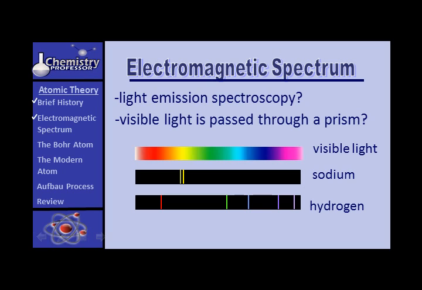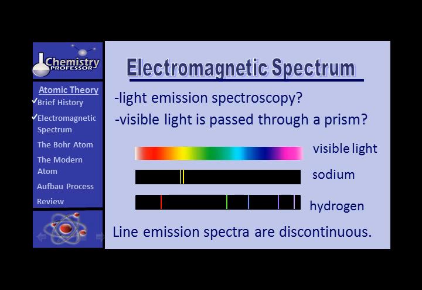Now look at this one for hydrogen. Here we have a number of bands. The thing that you're going to find is line emission spectra are discontinuous. They show very specific bands. The question is, what causes them?